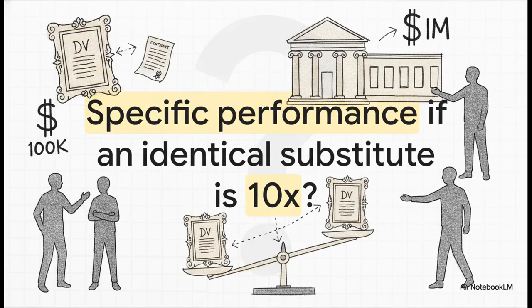Scenario 3. This one's tricky. A private seller signs a contract to sell you a rare Da Vinci sketch for $100,000. At the last minute, they refuse to hand it over. You really want that sketch. However, the art museum next door actually owns an identical, authenticated copy of the exact same sketch, and they're willing to sell it to you, but for $1 million, 10 times the price. Can you get specific performance against the original seller?